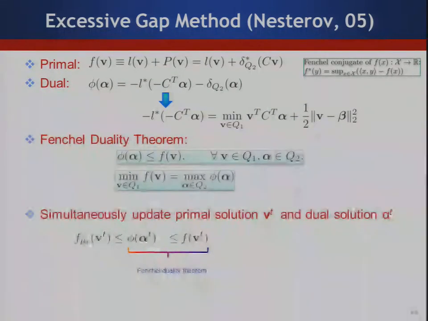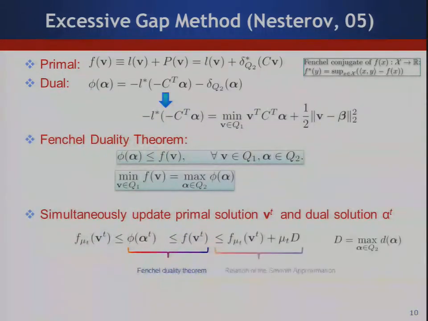From the functional duality theorem, we observe that phi alpha t is a lower bound of F V_t. And from the previous slides, we know that F V_t is upper bounded by the smooth approximation plus mu t D, if you remember the inequality in the previous slides. As you can see, if we start from a larger mu and gradually decrease it, then at convergence mu t goes to 0, so everything will be equality. Then phi alpha t equals F V_t, and we get convergence. So this is the high-level idea of the excessive gap method.